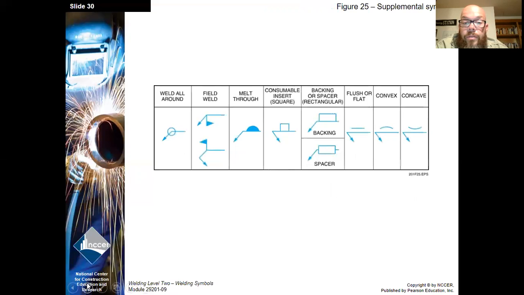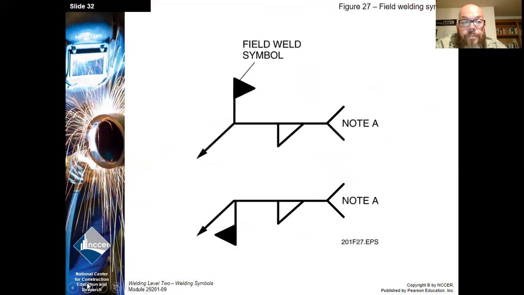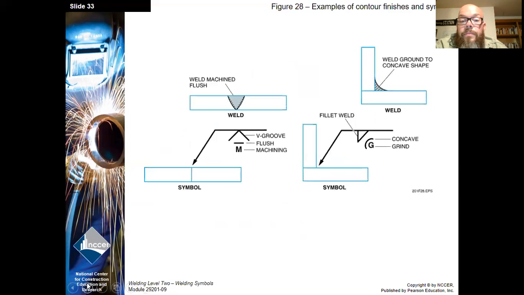Okay, here's a few other symbols. Okay, here's the symbol in place and looking at the weld. So instead of drawing a symbol on each leg of the channel iron there, the symbol is drawn in one position, and with the circle around where the arrow meets the reference line, that tells you to weld all the way around. Okay, here's another field weld symbol.